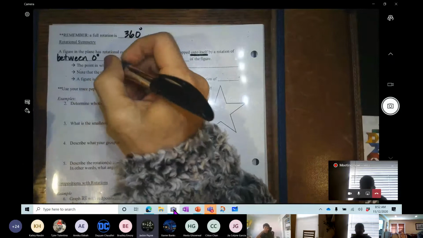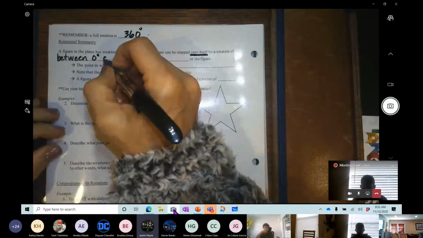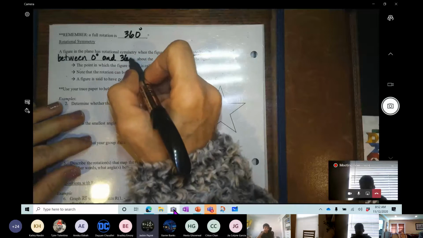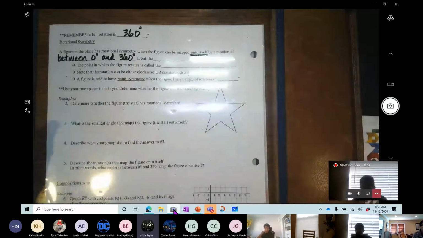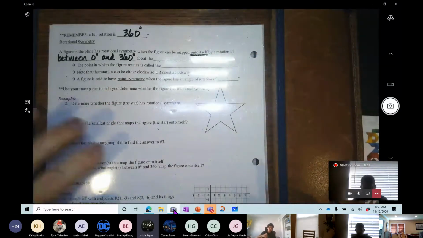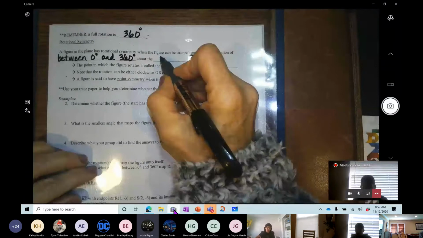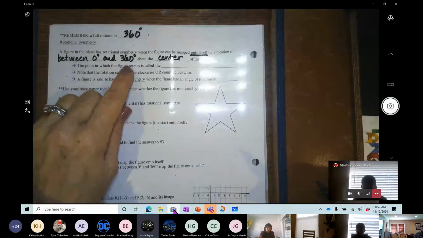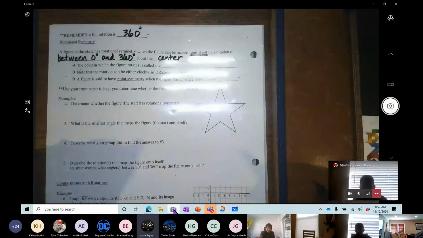Now, in the book, it says between 0 and 180, but I'm going to say 360 about the center, because you could technically have symmetry around like 200 or 270 or something like that. If you made it like that, that's much less common than 180. So this is either 360 or 180, but you'll see.